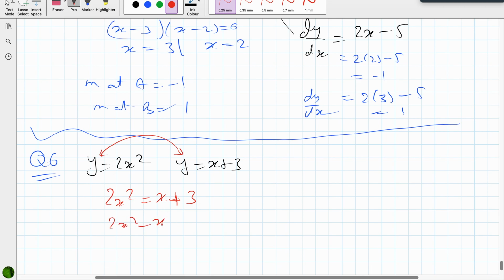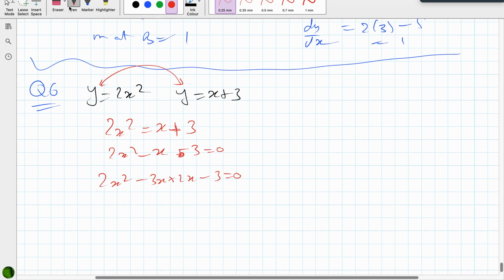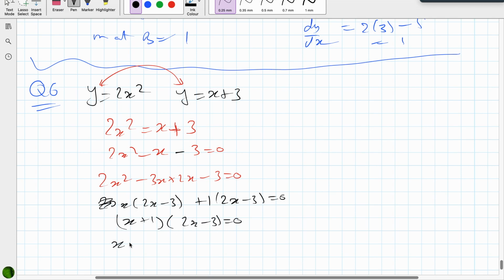2x square minus x minus 3 is equal to 0. 2x square minus 3x plus 2x minus 3 equals 0. Middle term breaking. Taking x common, we are left with 2x minus 3, plus 1 common, 2x minus 3. So (x plus 1)(2x minus 3). First x is equal to minus 1 and the next is 3 by 2.